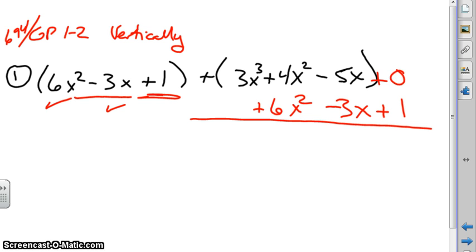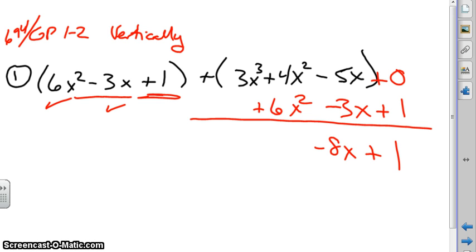Plus nothing, plus 0, right? So we have 0 plus 1, which is 1. It's a positive 1, isn't it? So then we have negative 5x and plus negative 3x. What is negative 5x plus negative 3x? Negative 8x, good. And then we have 4x squared plus 6x squared.